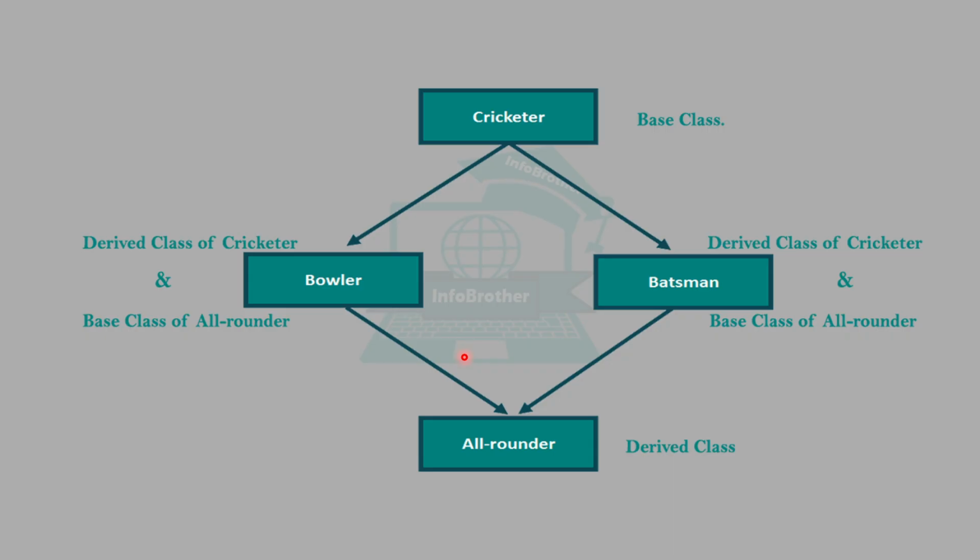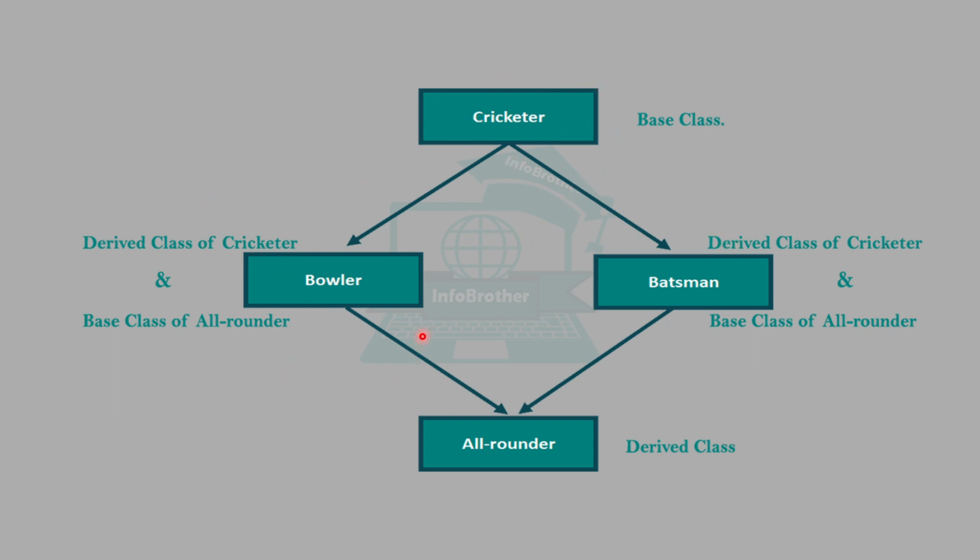Now, this is the best example which I got on the internet. Okay, so cricketer is a base class. Now, cricketer can be divided as bowlers and batsmen. Bowler, batsman. Those are derived classes for cricketer. Okay, these are derived classes.